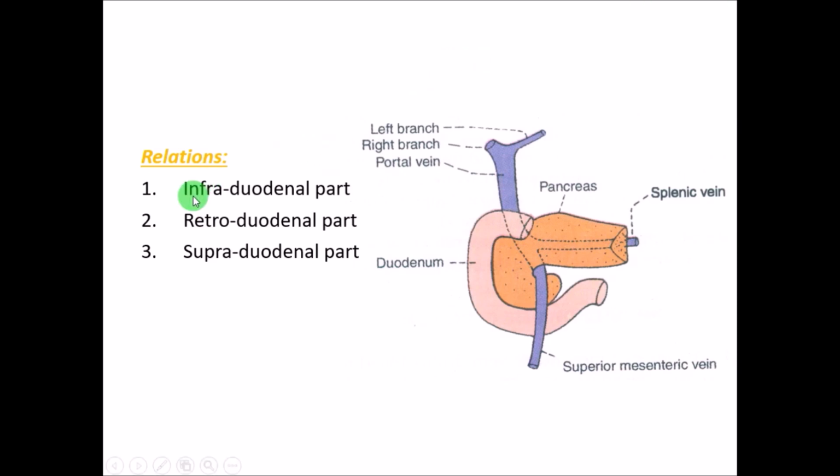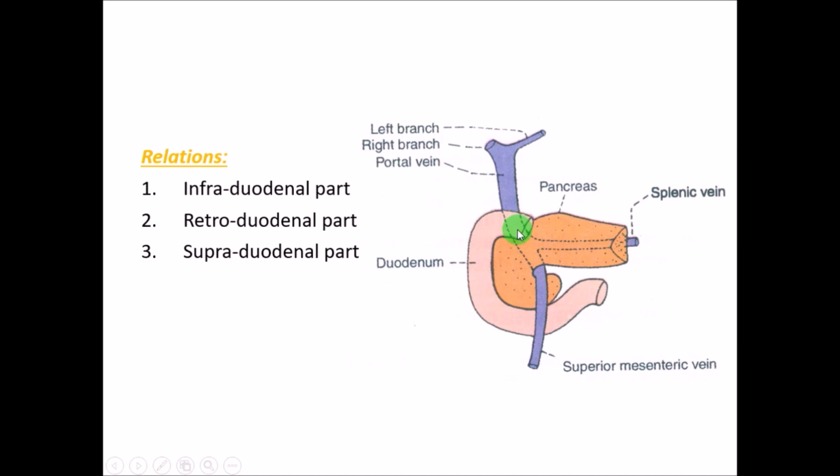So this portal vein is divided into the infraduodenal part, which is below the duodenum. See here, this is the duodenum: the first part, second part, third part, and the fourth part. So this is the first part. The part of the portal vein below the duodenum is called the infraduodenal part. This is the part after the joining of the superior mesenteric and the splenic vein, so this is called the infraduodenal part.